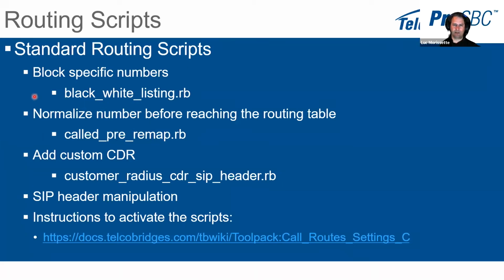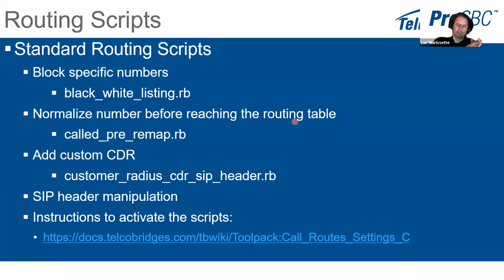One is called black-white listing, and it is used to block specific numbers or let some of these numbers pass. You have the script that's called pre-remap. So this is made to normalize numbers before reaching the routing table.